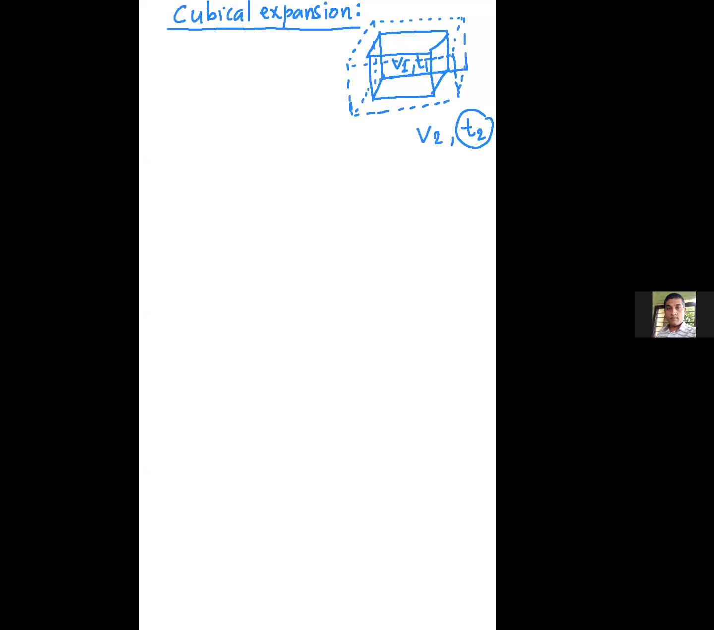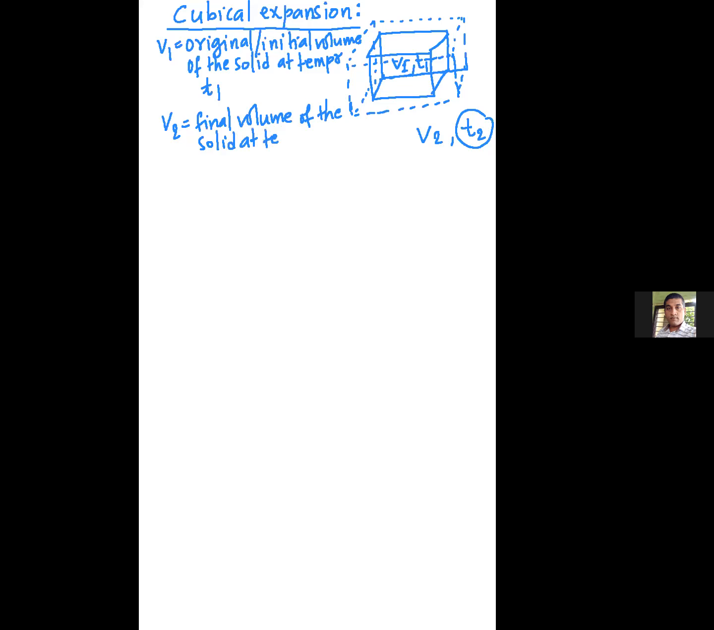So we can write V1, this is the original or initial volume of the solid at temperature T1, and V2, this is the final volume of the solid at temperature T2. Clear?